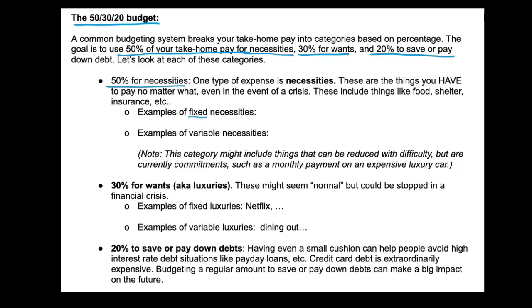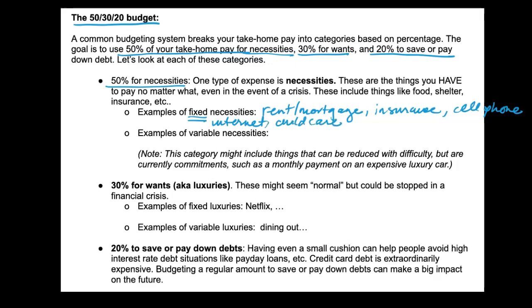So there's fixed necessities, and those are things that don't usually change. So think of like rent or your mortgage is usually the same amount every month. Insurance, yes, sometimes that changes, but usually it's pretty consistent for a good amount of time. Your cell phone bill, internet, childcare. You could think student loans. There are a lot of different examples there.